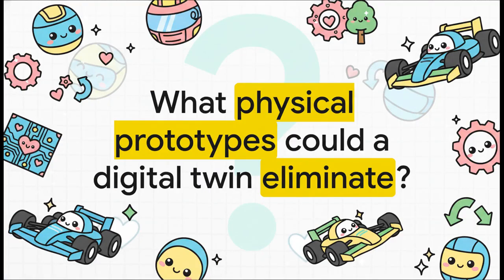I want to leave you with this provocative thought as we wrap up today's explainer. If a Formula One team can test the world's most elite aerodynamics while completely eliminating physical waste, what physical prototypes could a digital twin eliminate in your industry? How can you leverage a digitally empowered circular economy to stop crushing physical materials and start innovating with data? Take a moment to really think about that.